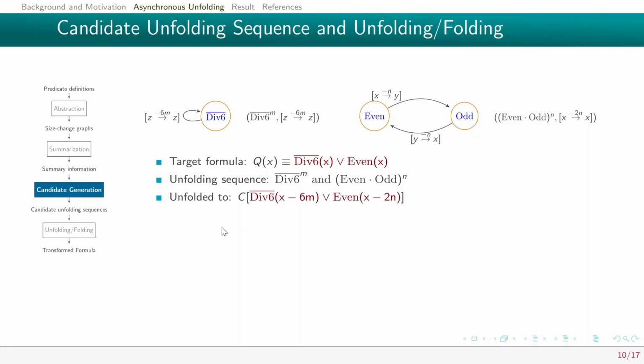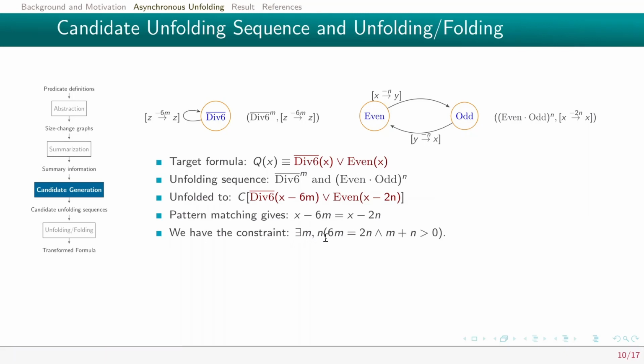From the summary information, we get an unfolded formula that contains dual of diff 6 x minus 6m or even x minus twice n. Now at this point, we expect this to be pattern matched with this one. So we have x minus 6m equal x minus twice n. Now we have the constraint. There exist m, n such that 6m equals twice n and m plus n greater than 0. So this part guarantees that there must be at least one unfolding of one predicate. Now by SMT, we get m equal 1 and n equal 3.